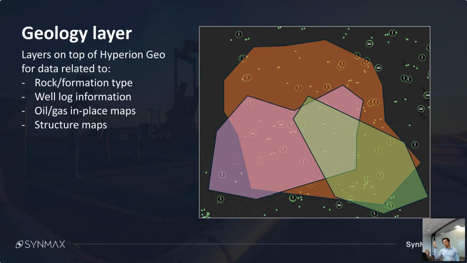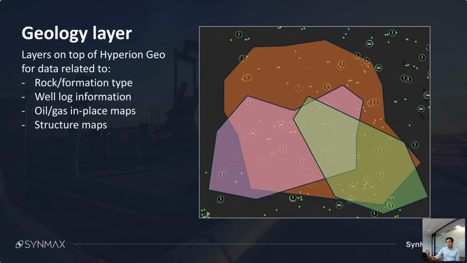This is perhaps not relevant for all customers, like traders, but there's a certain class of customers who are very interested in how a certain formation, let's say in the Permian, is behaving compared to other formations in relation to historic production, or how our forecasts are looking by formation and county. So this is another layer which we are hoping to add as heat maps onto the Hyperion Geo platform.